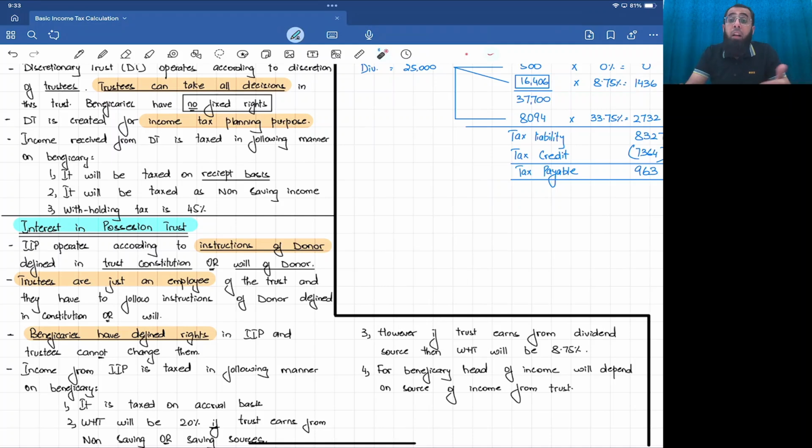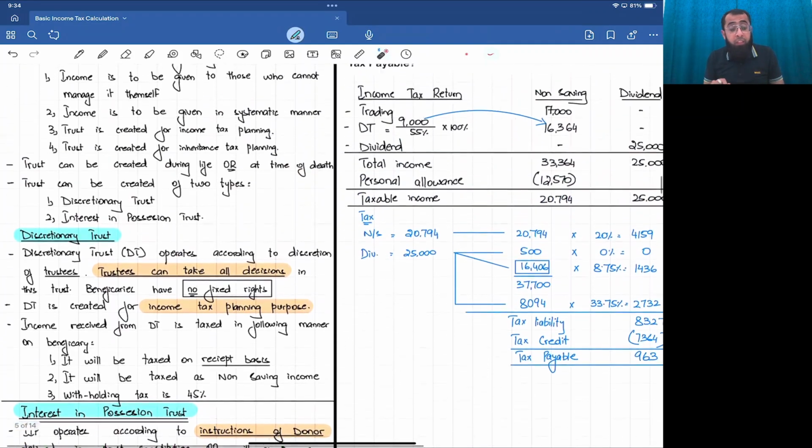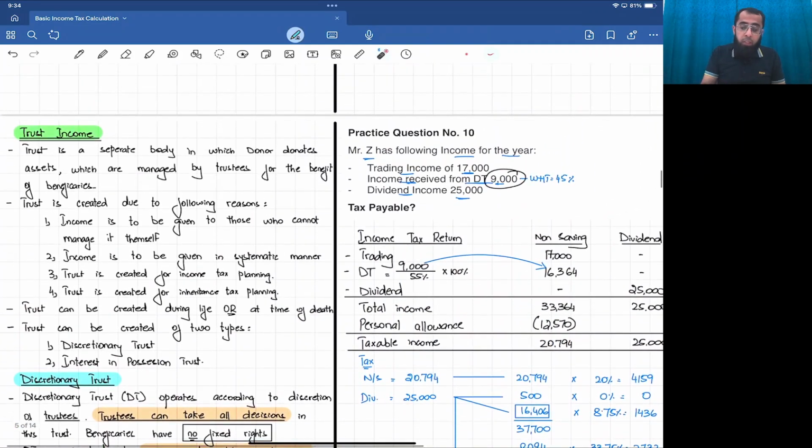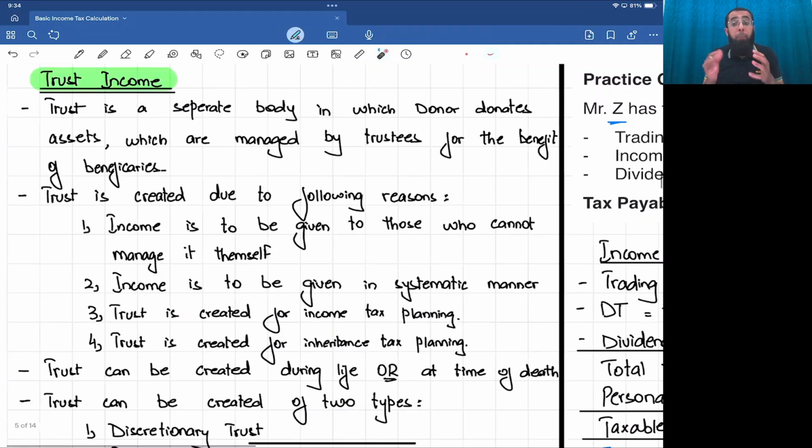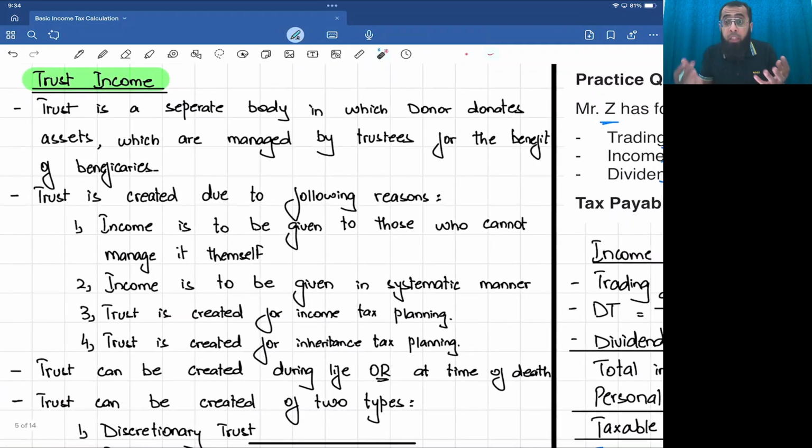Then in the previous class, we introduced the concept of dividend income. We looked at its tax rates. We looked at the 0% band of the dividend income. We applied that in three practice questions. And then we introduced the concept of trust income. We looked at the concept of trust: a separate entity, a separate body, in which the donor gives the assets. Those assets are managed by the trustees and the benefit is given to the beneficiaries.